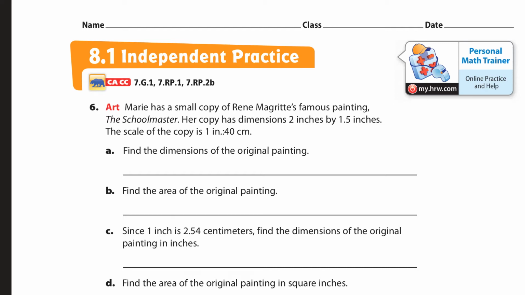So first question from our independent practice is in the subject of art. Marie has a small copy of Rene Magritte's famous painting, The Schoolmaster. Her copy has dimensions 2 inches by 1.5 inches. The scale of the copy is 1 inch is equal to, or scales to, 40 centimeters. Find the dimensions of the original painting for part A.